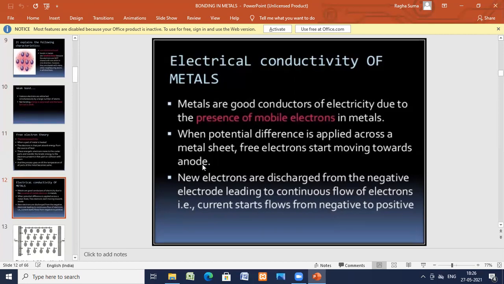So metals are good conductors due to the mobile electrons. When a potential difference is applied across the metal sheet, free electrons keep on moving towards the anode, and similarly from anode to cathode. Why does it arise? It is due to the free electrons. New free electrons are discharged from the negative electrode, and this leads to the continuous flow of electrons. So current flows from negative to positive. This is a good illustration of the electrical conductivity of metals by free electron theory.